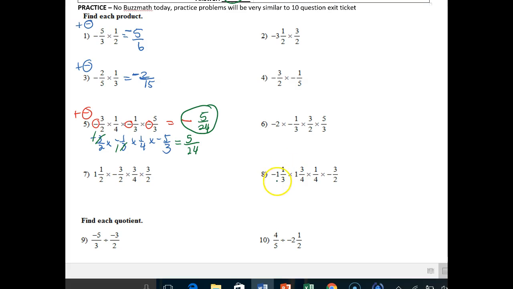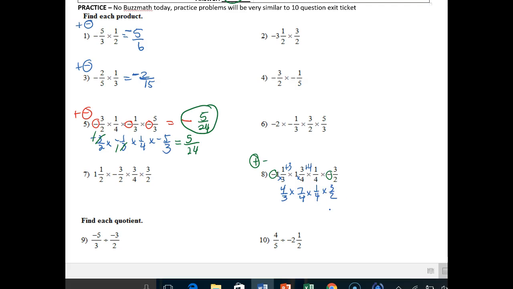Negative 1 and 1/3. We got to first count how many negatives we have. We have 1, 2 negatives, so my answer will be positive or negative. It will be positive, so forget about the negatives. Now let's change this to an improper fraction. 1 times 3 gives you 4/3 times 1 times 4 gives you 7/4. You can leave 1/4, and you can leave 3/2.